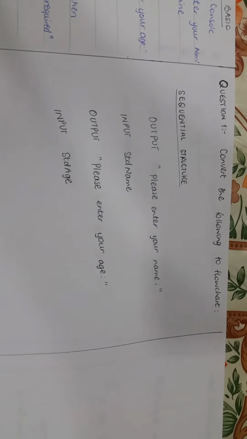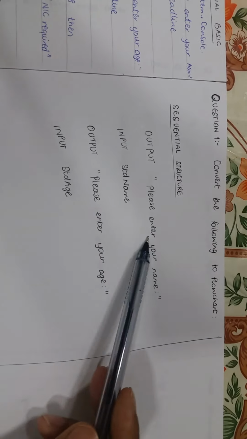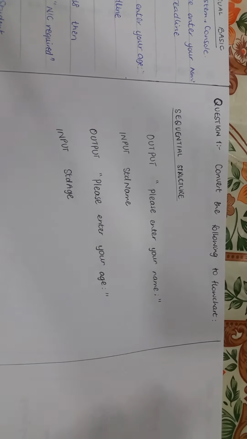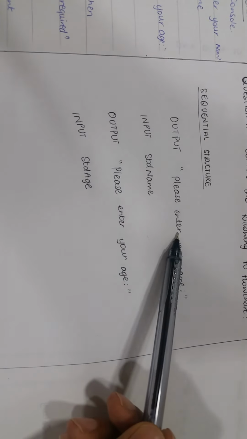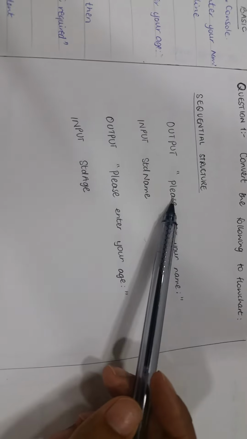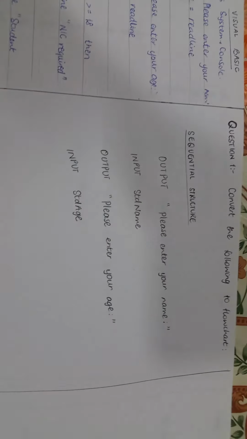Pourquoi sequential? Because you have output, input, output, input. There is no condition in these instructions. For example, if condition, then you do not have this. So it is sequential because the program has to execute all these instructions, of course starting from the top to the bottom. So how do we convert this to flowchart?